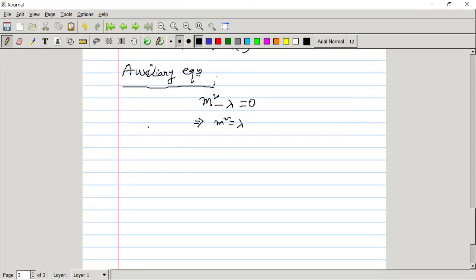M square equal to lambda. So we have to find a non-zero solution. Okay, so only for lambda less than 0 we get a non-zero solution. Only for lambda less than 0 we will get an eigenfunction or non-zero solution.